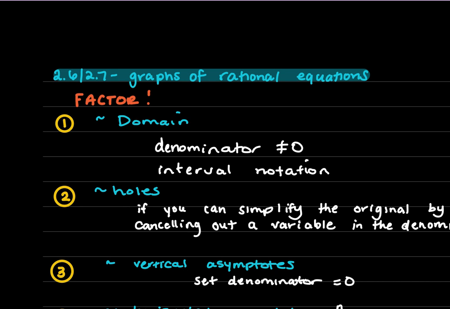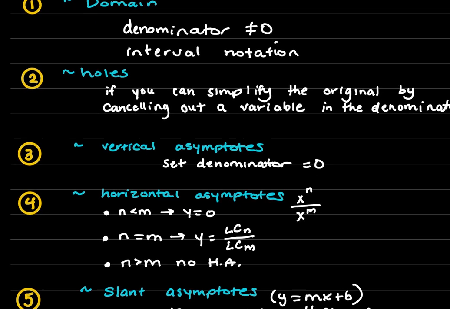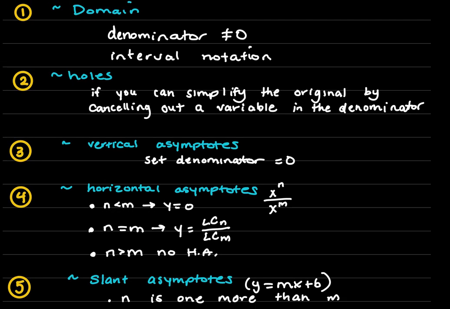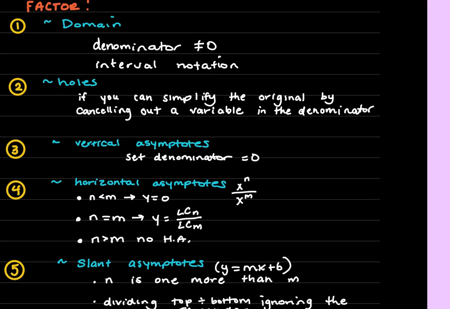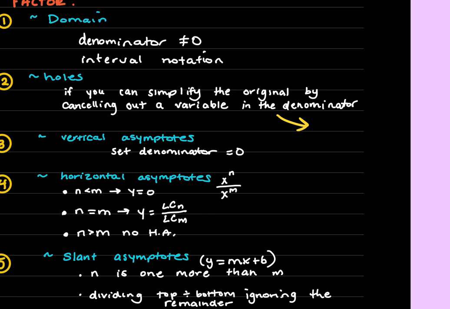So the very first thing we're going to do is factor. We're going to factor the top and the bottom. Then we find domain. Before we cancel anything out, we find domain by setting the denominator not equal to 0, and that answer has to be given in interval notation. Then we look for the holes, okay? If you can simplify by canceling something out in the top and the bottom, then there is a hole. And whatever you're canceling out is the x coordinate of your hole, okay? We're going to go back to holes in a second, though.